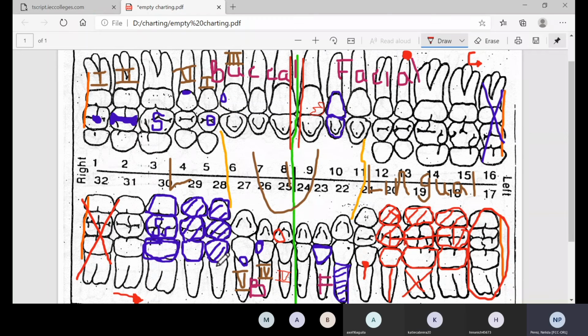28, all gold crown. 29, PFM crown. 30, stainless steel crown. 31, drifting to the mesial. And 32 needs to be extracted. And again, in your book, it's one diagonal line, but in the office, I know that most software has an X. So if it has a red X, it still needs to be extracted, or one diagonal line, it still needs to be extracted. Questions, class?